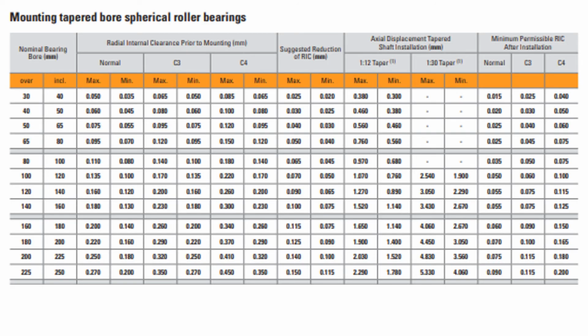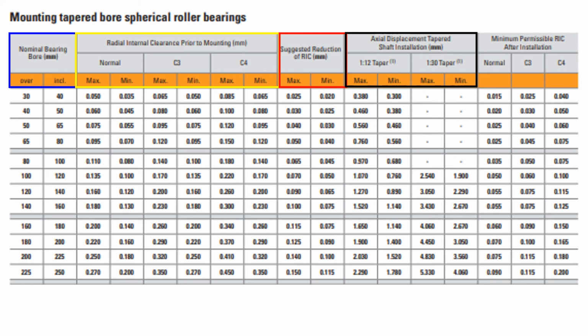Here is a sample table showing clearances for the tapered bore spherical roller bearing. The table shows the range of nominal bearing bore in mm. Next, it shows the range of radial internal clearances before mounting. Then you can see the suggested reduction in clearance, RIC. It also shows the axial displacement of the tapered shaft drive-up if you cannot measure RIC. In the last column, it shows the minimum allowable clearance after installation.